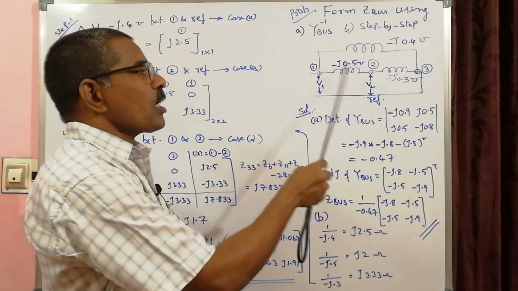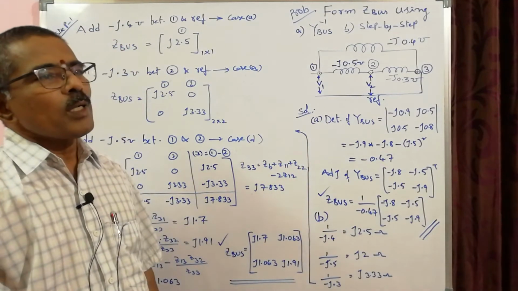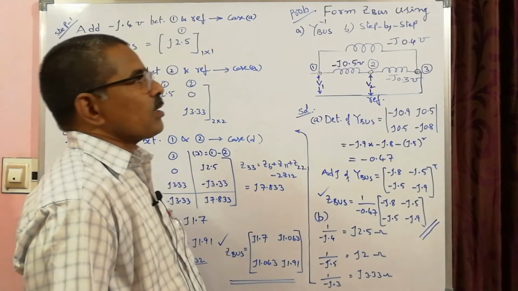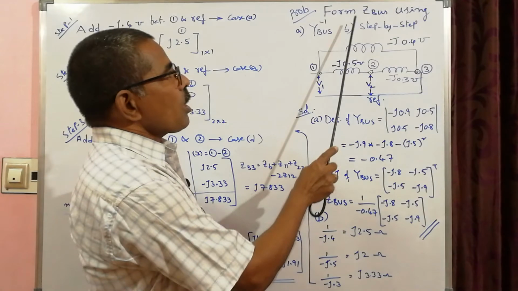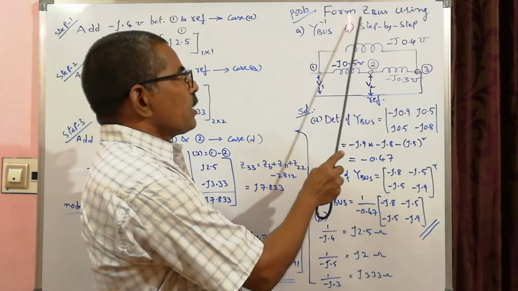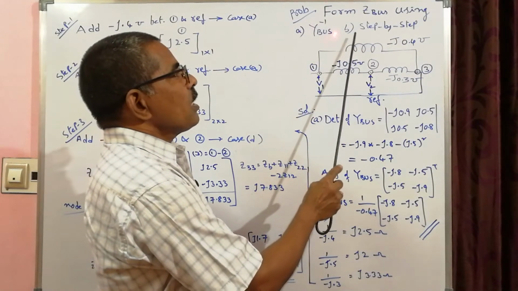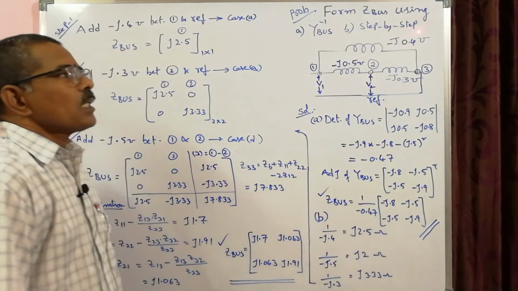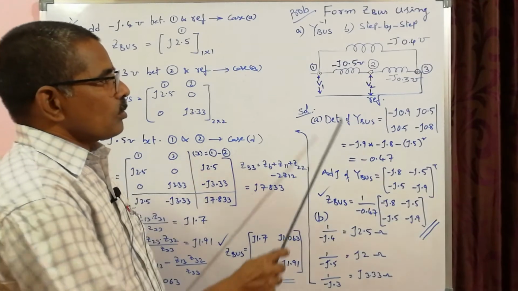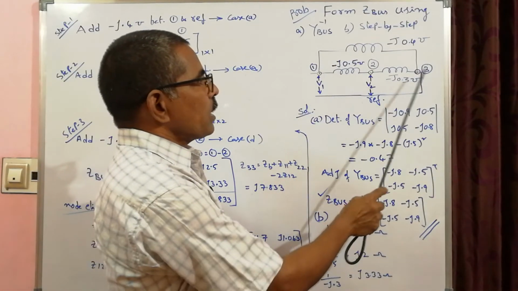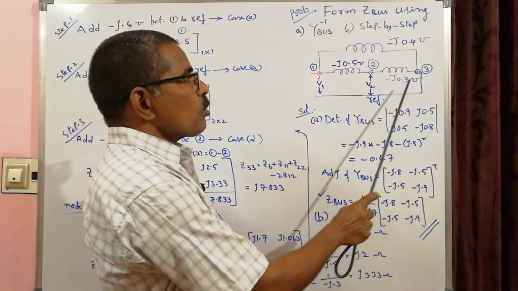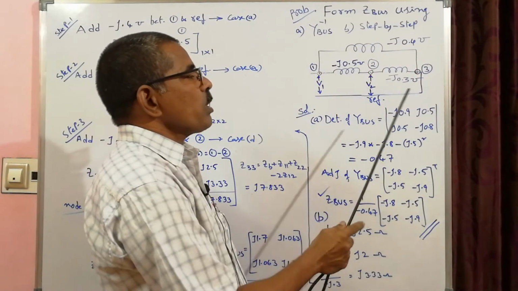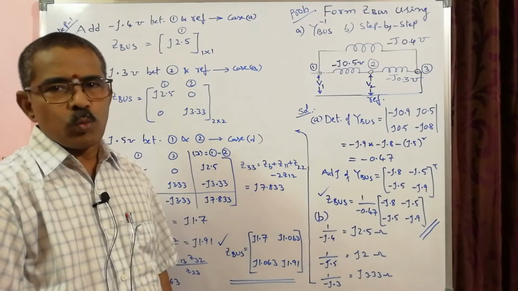So, this system you are already having, you might have formed Y bus in your earlier section. So, now you are asked to form Z bus taking Y bus inverse first, and the same solution you should obtain by using the step by step method. So, see here it is a 3 bus system out of which the third bus is reference. So, effective buses are 2, your Y bus and Z bus are of size 2 by 2.